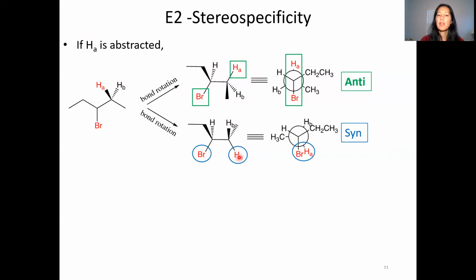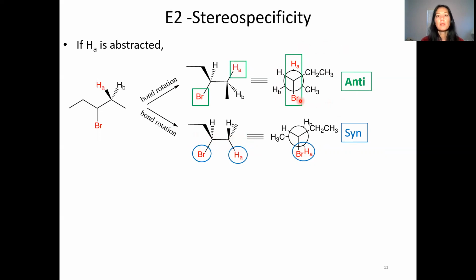That's eclipsed, and we call that syn-periplanar. So if I was standing here and looking down this bond, the bromine is down and the hydrogen's down right behind it. So those are eclipsed right behind each other. That's syn-periplanar. The reason why I'm going through this is your elimination is only going to work if your hydrogen that's being deprotonated is anti-periplanar to your leaving group. So this is really important.